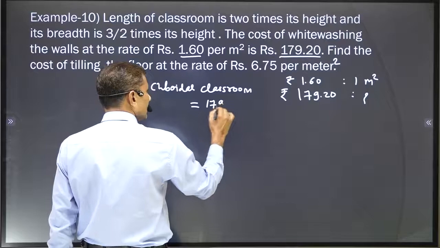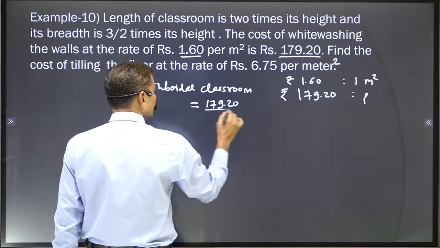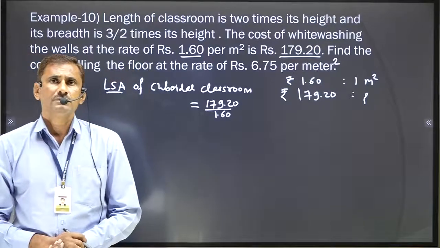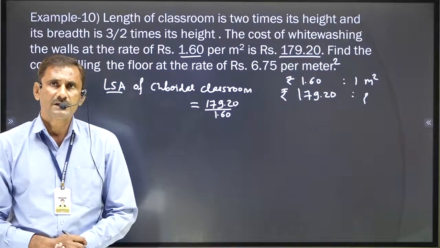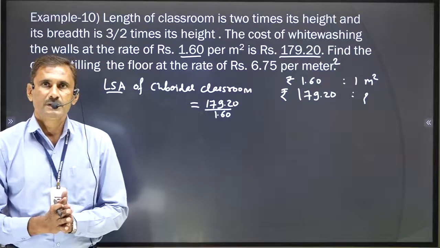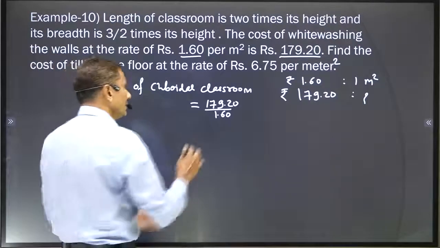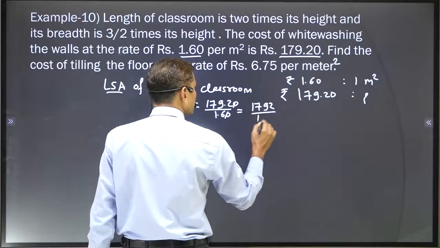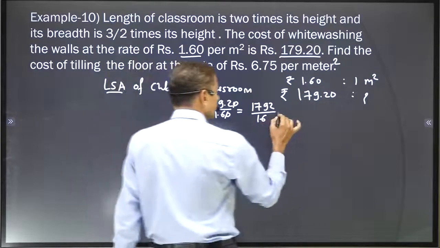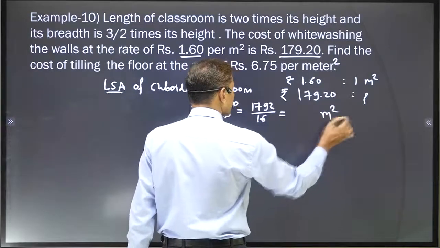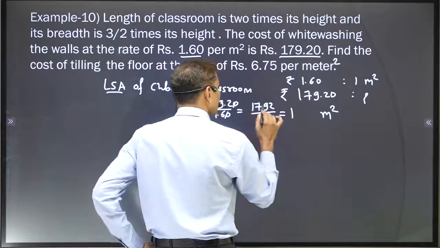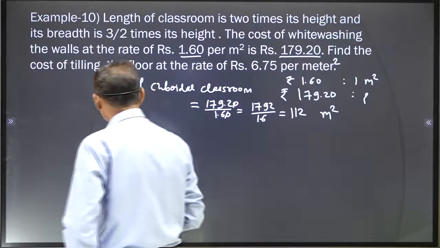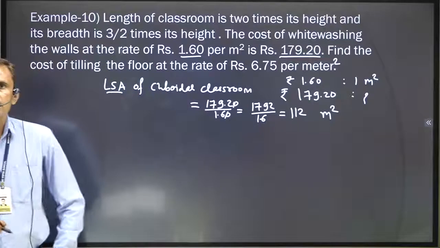So 179.20 upon 1.60 will give you the lateral surface area of the cuboidal classroom in meter square. So that is 1792 upon 16, which is your lateral surface area in meter square. 16 ones are 16, then 16 ones are 16, and 16 twos are 32. So 112 meter square will be there. Understood? So that is new.